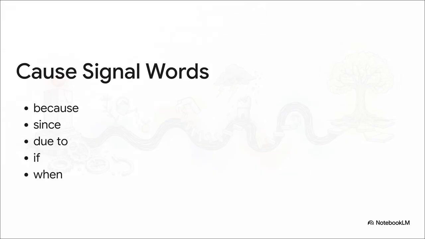So here is your ultimate cheat sheet for spotting a cause. We're looking for words like because, since, due to, if, when, caused by. Now, I want you to notice the very first word on that list, because. That is the ultimate clue. Why? Well, because it literally has the word cause right inside it. If a sentence says, Tara didn't wake up on time because she forgot to set her alarm, guys, the author is literally handing you the cause on a silver platter.